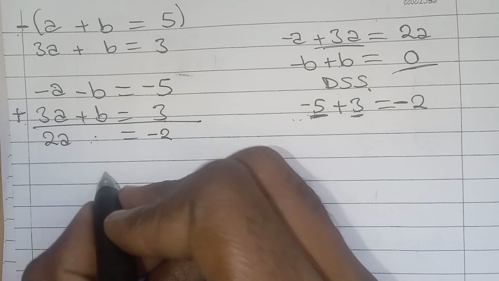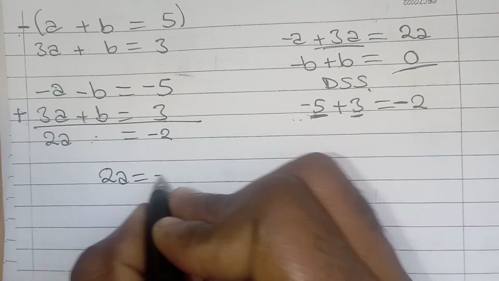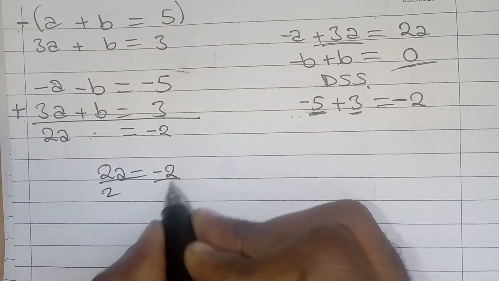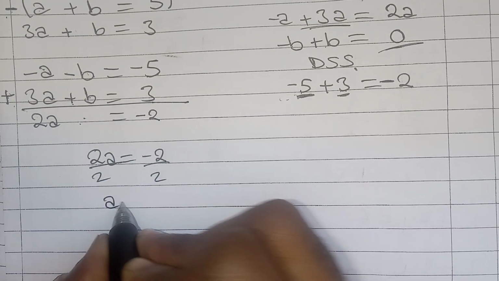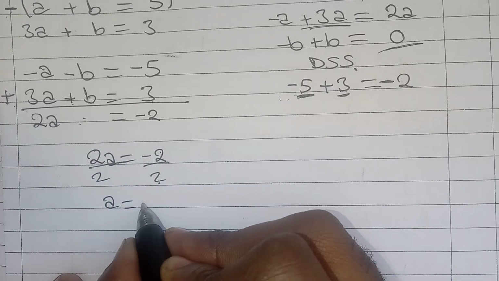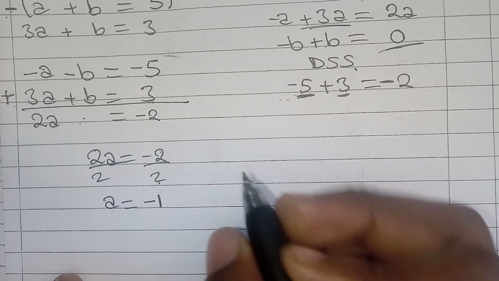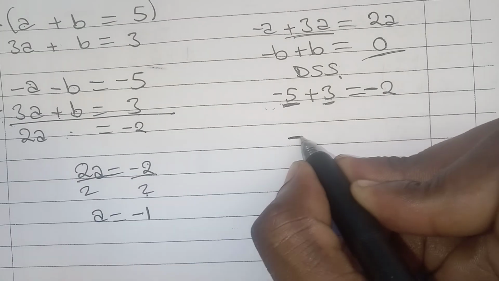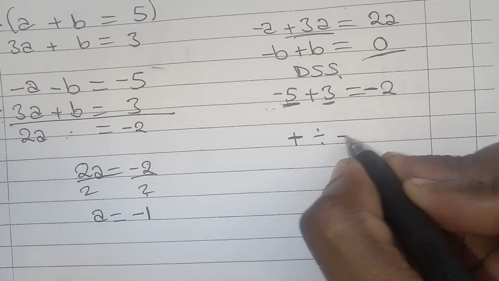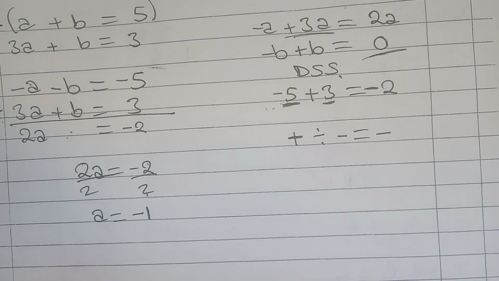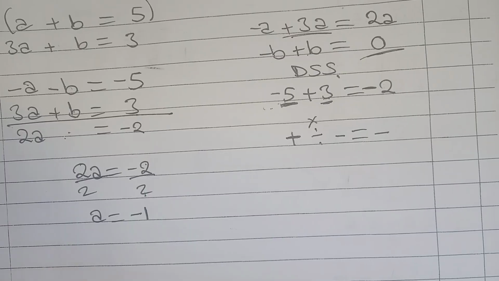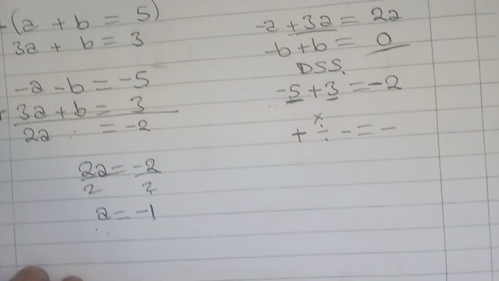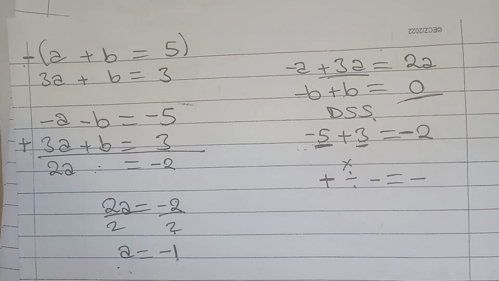So now to solve for a, this is like 2a is the same as negative 2. You divide both sides by 2, and then 2 into negative 2, this will be 1. Remember again, positive divided by negative, this will be negative. The same applies to multiplication. Now that we have solved for A, we can proceed to solve for B.